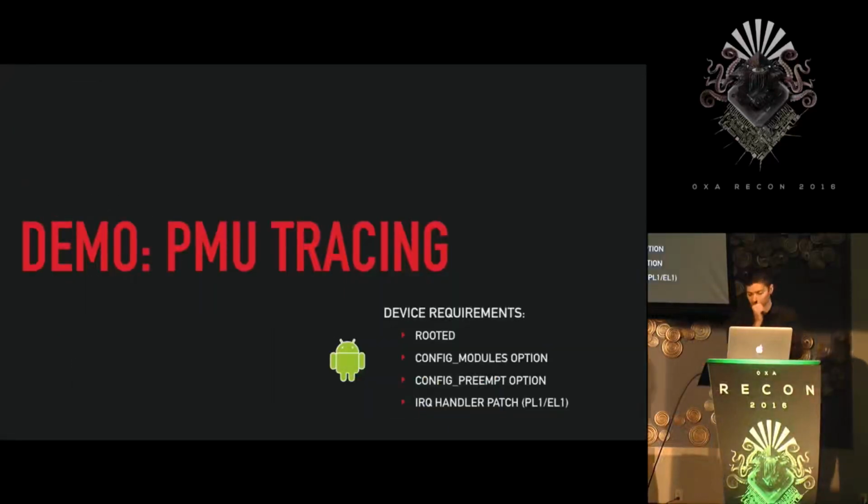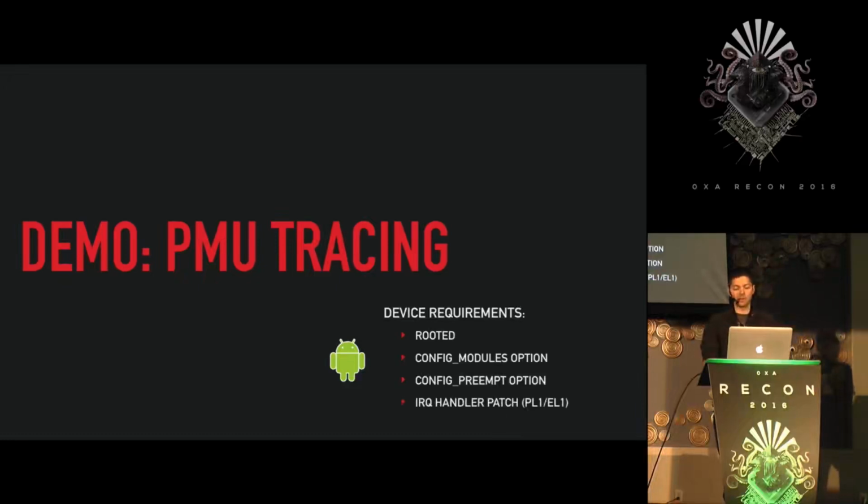So, first demo here. I have all recorded demos just because there are too many moving pieces. The requirements are that the device has to be rooted. Obviously, the kernel might need to be recompiled to support loadable kernel modules. I use the config preempt notifiers to turn the PMU on and off based on the thread I'm interested in tracing. So config preempt, although I haven't seen many kernels that don't have that enabled by default.